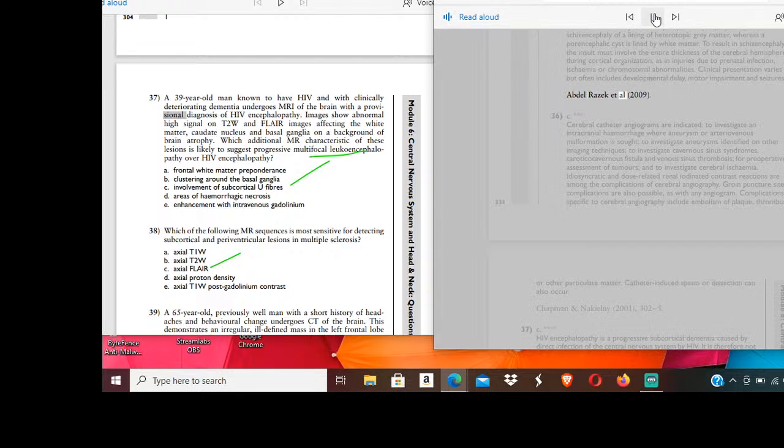Abdel Razek et al. 2009. 36c. Cerebral catheter angiograms are indicated to investigate an intracranial hemorrhage where aneurysm or arteriovenous malformation is sought, to investigate aneurysms identified on other imaging techniques, to investigate cavernous sinus syndromes, caroticocavernous fistula, and venous sinus thrombosis, for preoperative assessment of tumors, and to investigate cerebral ischemia.